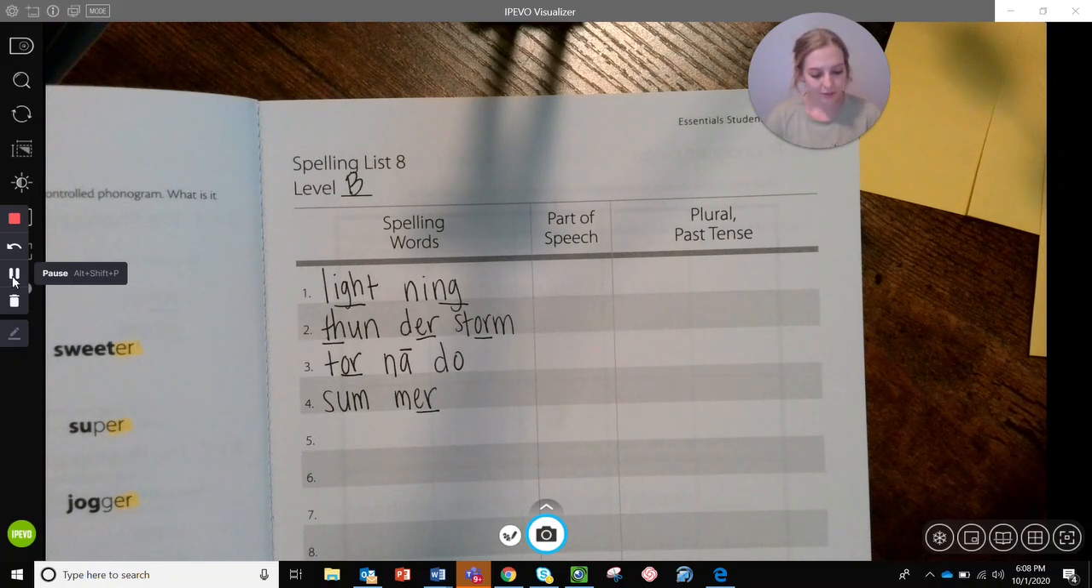Winter. Winter is the time to wear warm, cozy coats. I love winter. How many syllables? 2. Winter. What's the first syllable? Win. Good job.